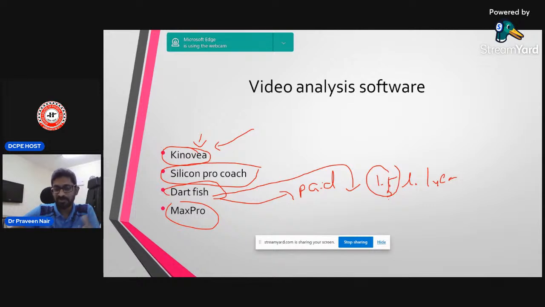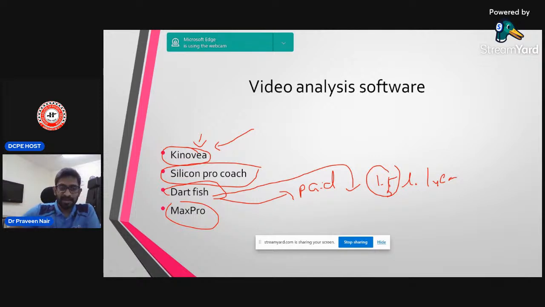So the beauty of Dartfish is that you can connect more than 4 cameras. I believe 5 cameras can be connected, and that data can be used for modeling studies if you are interested in that.